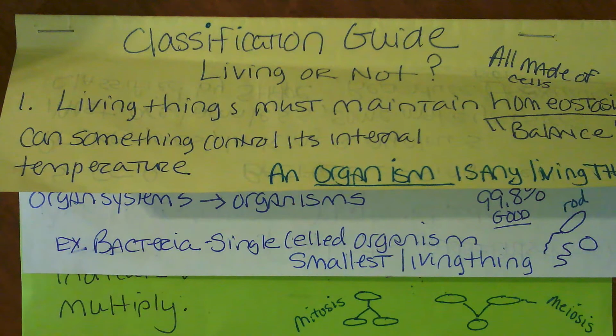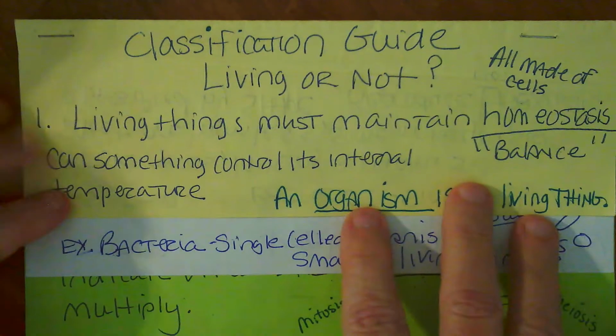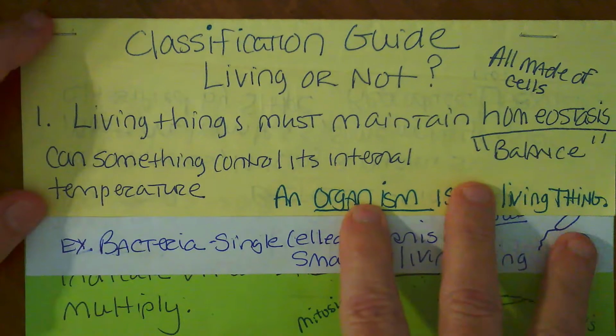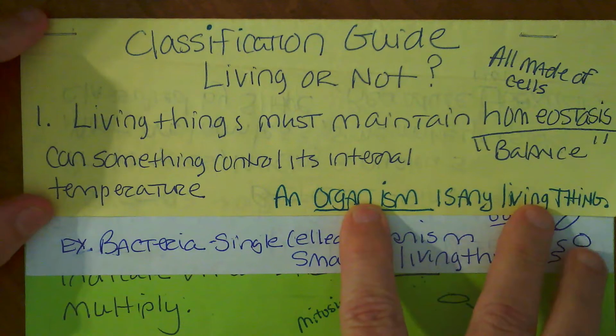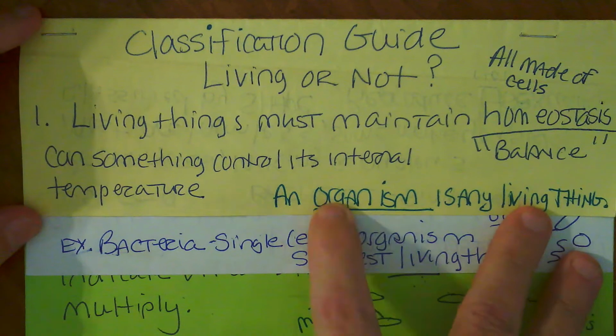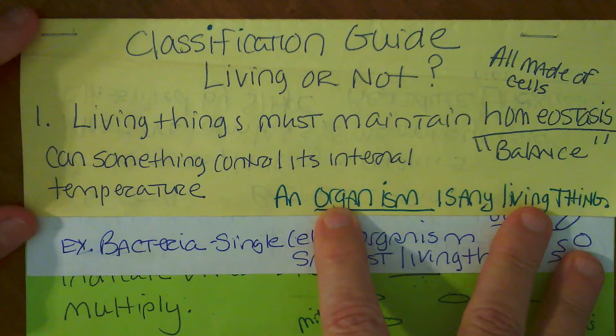So this is our classification guide or field guide that we're making. It's a foldable. It has 6 pages on the front, and we'll be using the 6 pages on the back. Here's page 1. It says living or not. All living things are called biotic. Non-living things are called abiotic. All living things are made of cells.